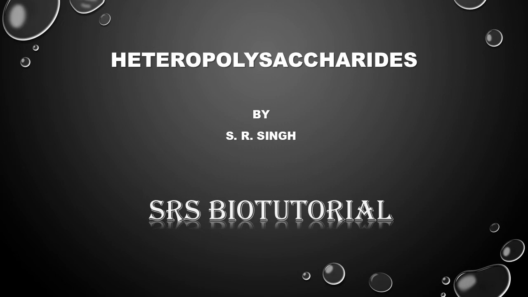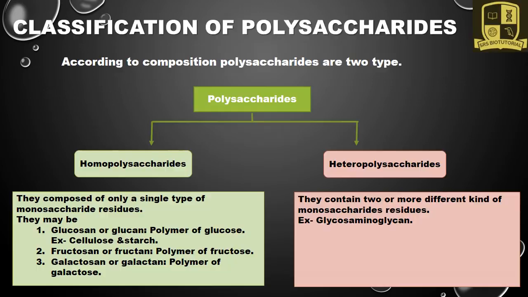I am Samiranjan. In this video, we will discuss heteropolysaccharides. Polysaccharides are polymers of carbohydrate. According to their composition, they are classified into two types, homopolysaccharides and heteropolysaccharides. Storage polysaccharides like starch, dextran, inulin, glycogen, and structural polysaccharides like cellulose and chitin come under homopolysaccharides.